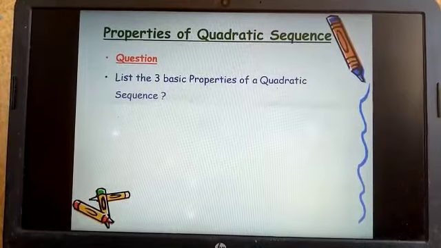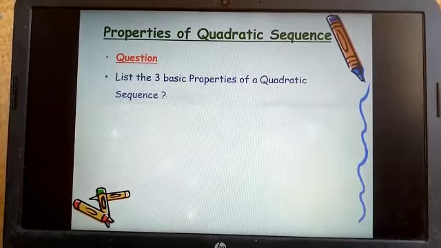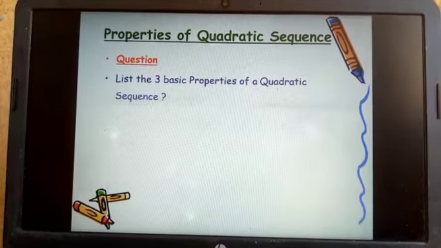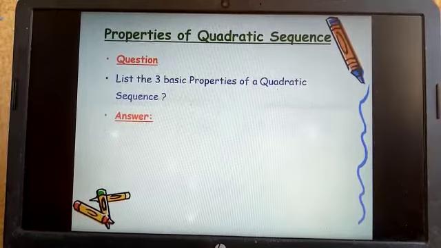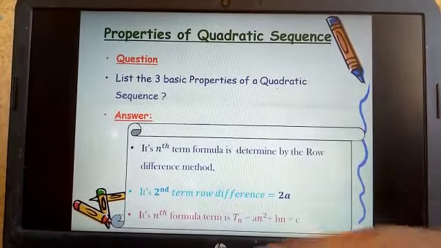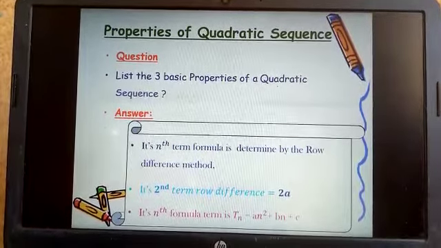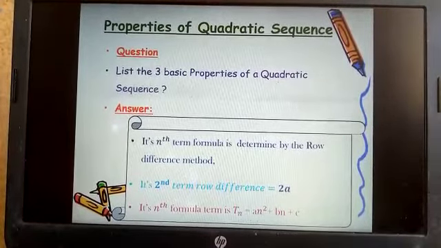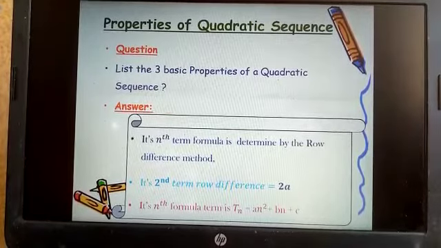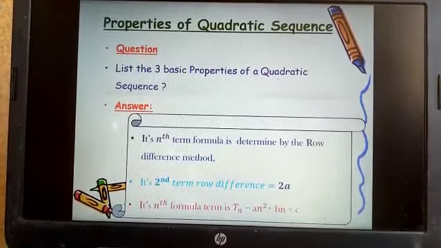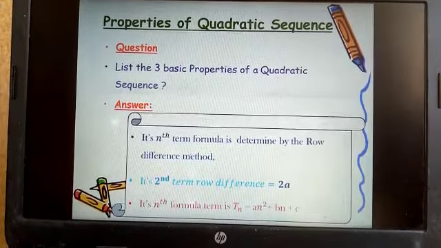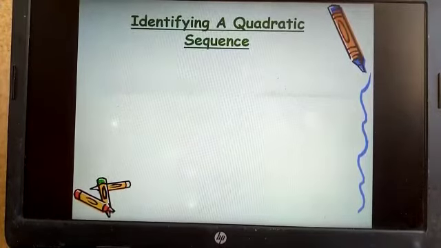I have a question for you. Can you please list 3 basic properties of a quadratic sequence? You have 2 minutes. Now, if your answer is the same as mine, then you are right. 1. Its end-term formula is determined by the row difference method. 2. Its second-term row difference is always equal to 2. And its end-term formula is given by Tn equals an squared plus bn plus c.